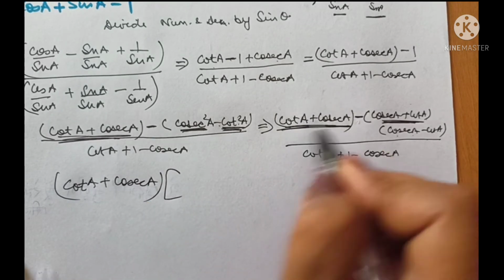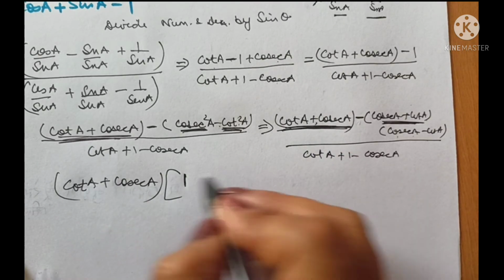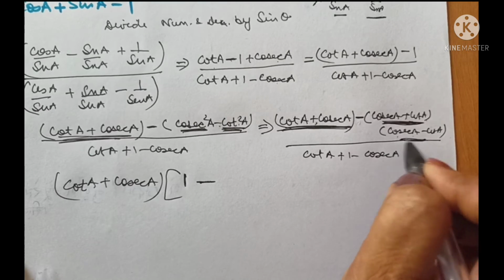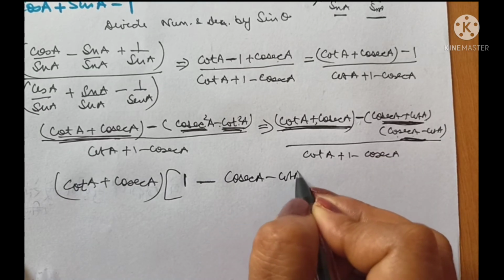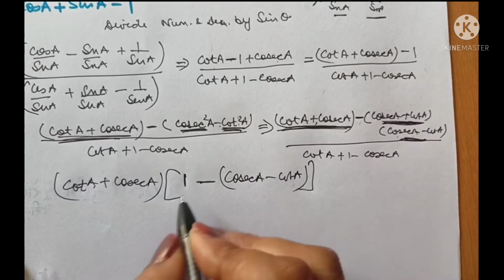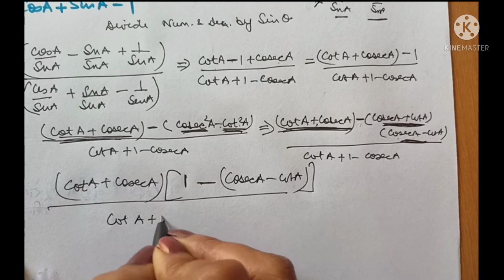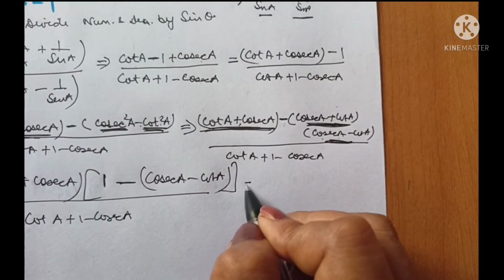From here, I am left with 1 because from this term, everything is out. Minus. From here, this term is out but this term is left. 1 minus (cosec A minus cot A), but you must put a bracket because it is a negative outside. Denominator, no change. I am writing it as it is throughout the question. Now here you see carefully.